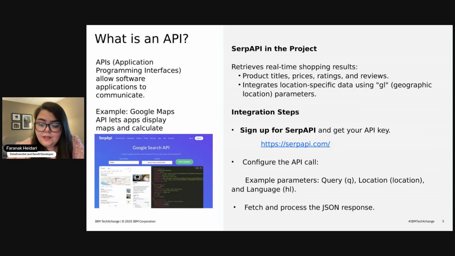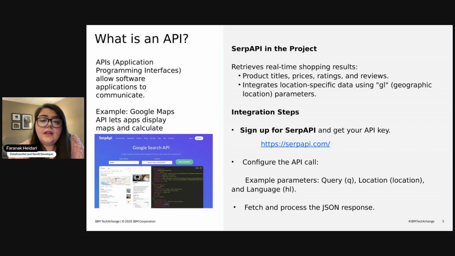So what is an API? APIs are application programming interfaces that allow software and applications to communicate with each other, basically. Some examples are the Google Maps API, Google Search Engine APIs, weather APIs, or financial data like stock market APIs, all those. And they can be very handy when we're creating an application.